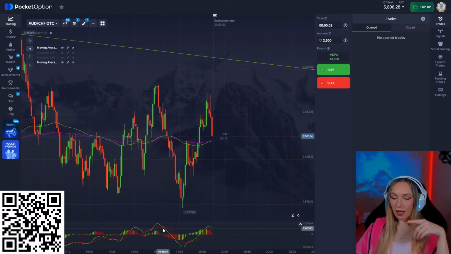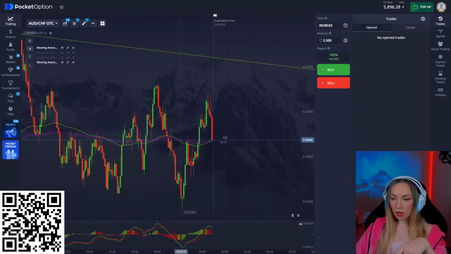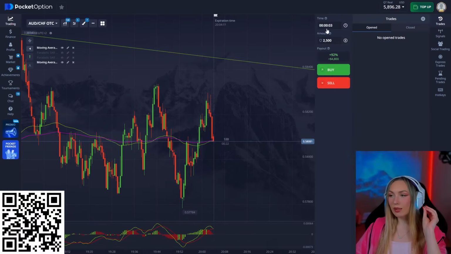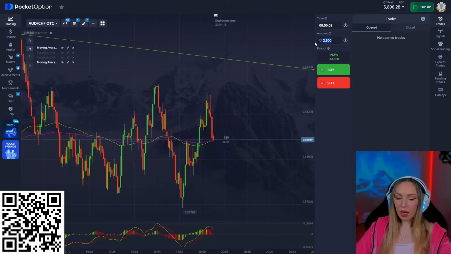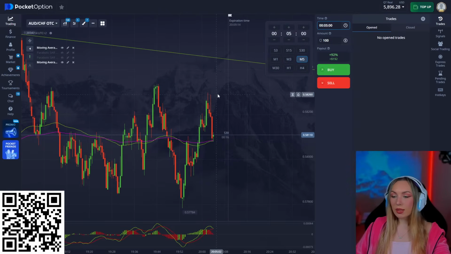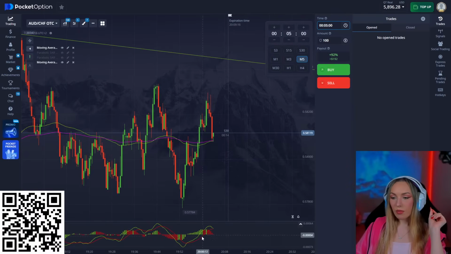Let's check the time. At 7:46 there was a signal, and at 7:52 the price reached the bottom. So we have 46 and 52, so it's 6 minutes. So basically we can open a trade here with $100 for 5 minutes in the downward direction.